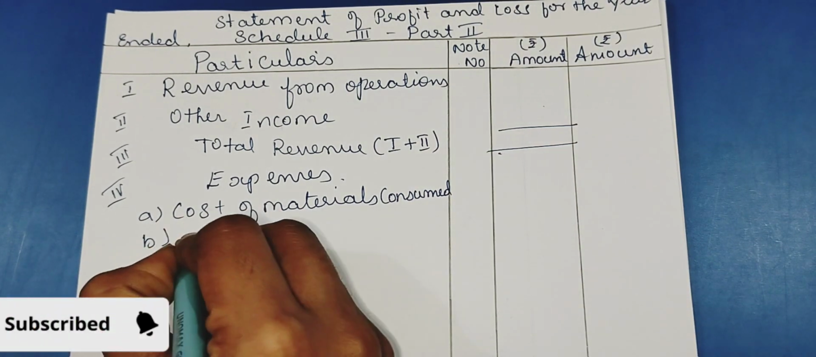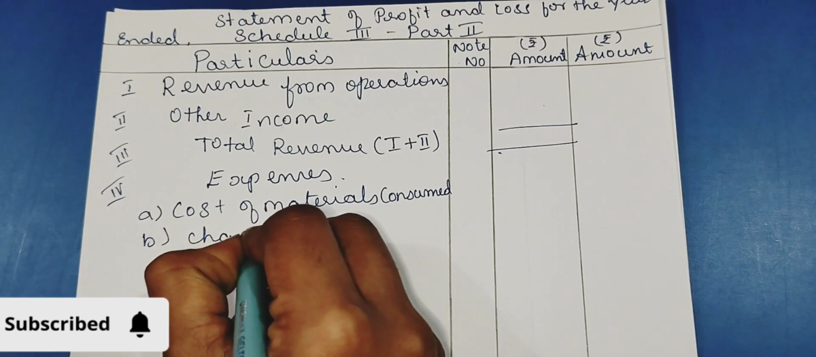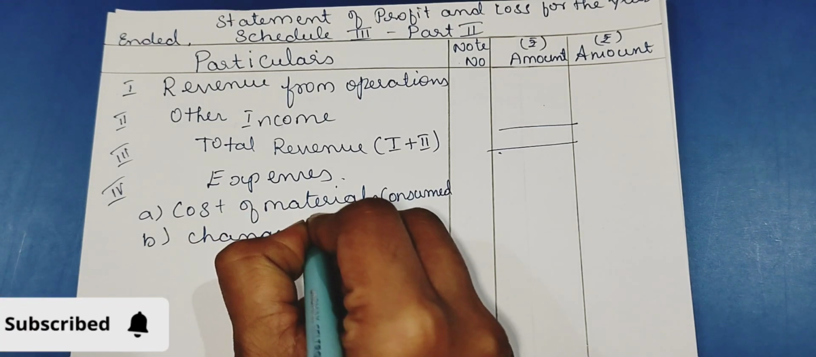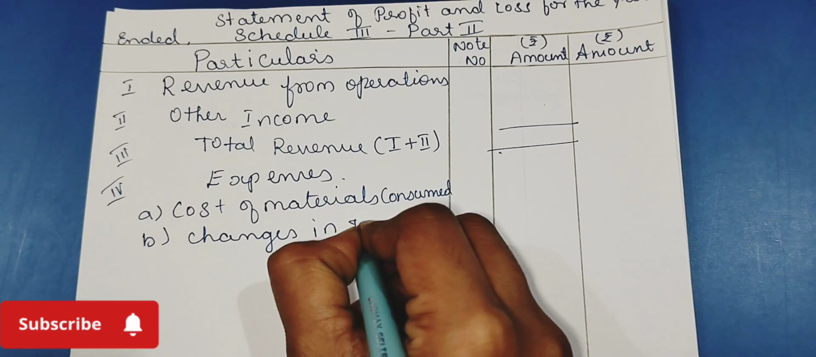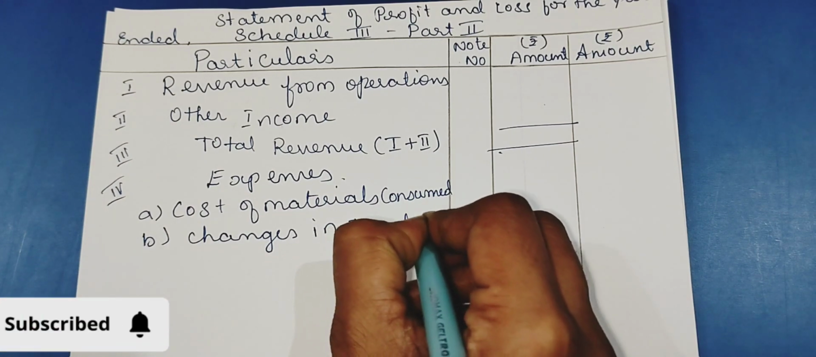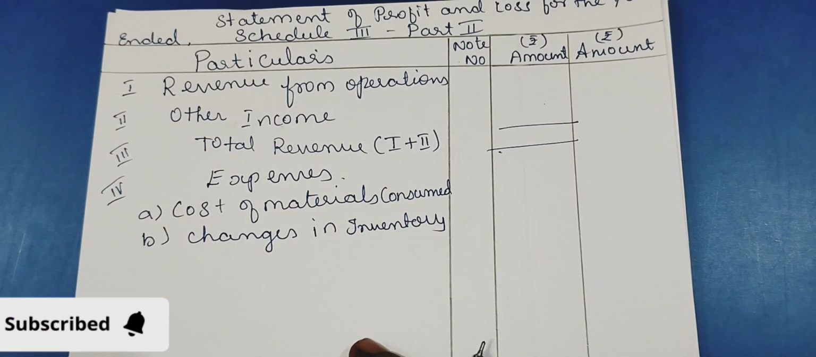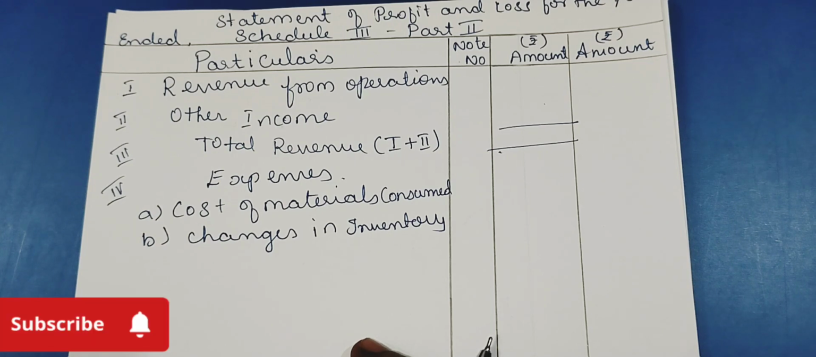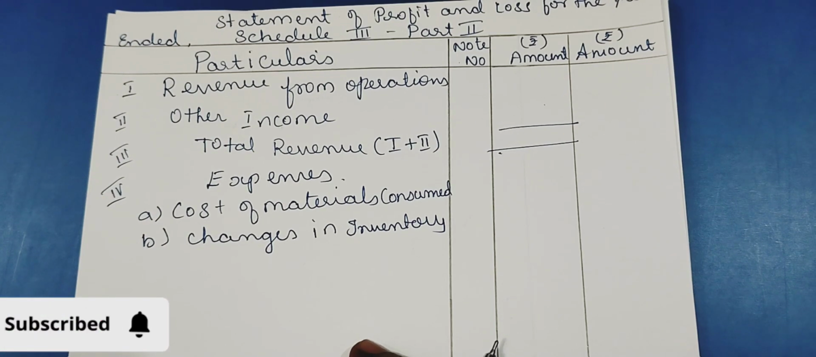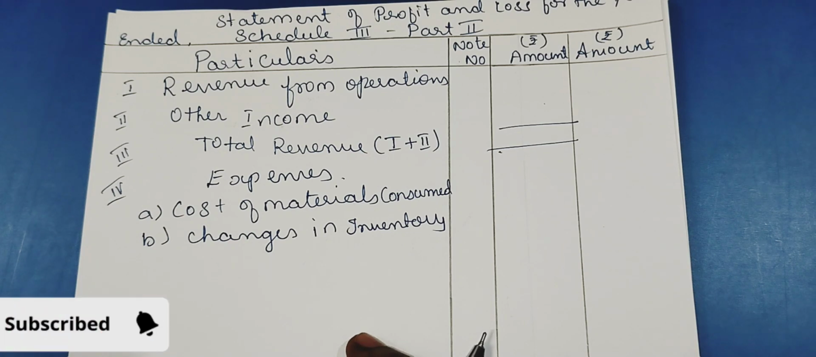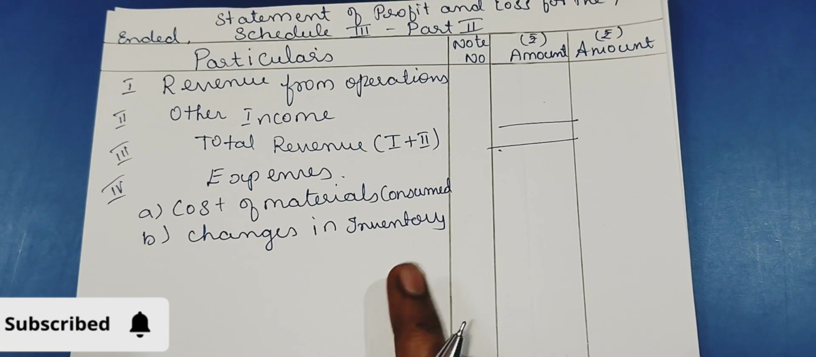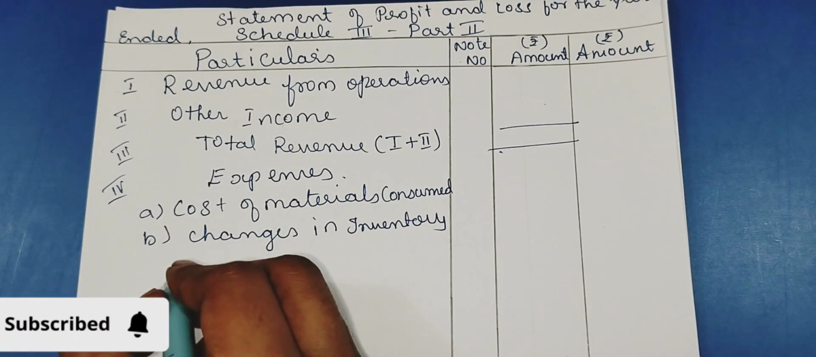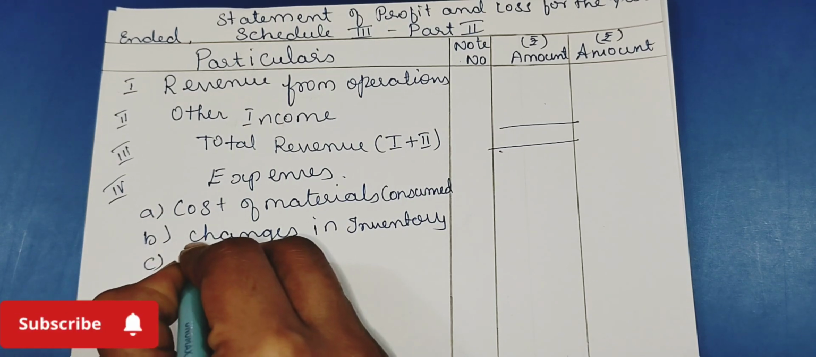The next item is changes in inventory. Under changes in inventory, we are taking the difference between the opening inventory and the closing inventory, that we are recording in the changes in inventory. Then employee benefits.